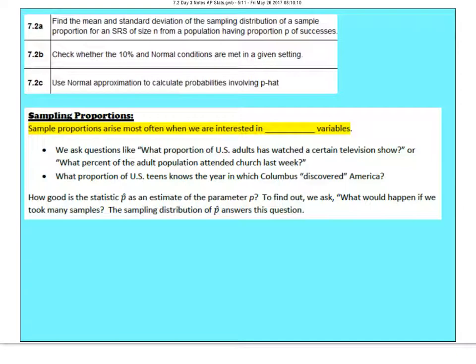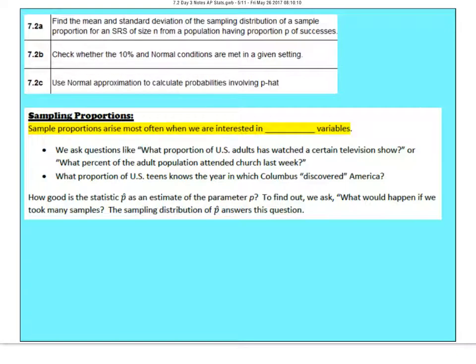So now let's formally talk about 7.2 a, b, and c. In A, we're going to find the mean and standard deviation of a sampling distribution of a sample proportion based on various sample sizes. In B, we're going to check whether the 10% and the normal conditions are being met. And in part C, we're going to start to use the normal approximation to calculate probabilities, because remember that the sampling distribution is becoming approximately normal, which allows us to do probabilities.